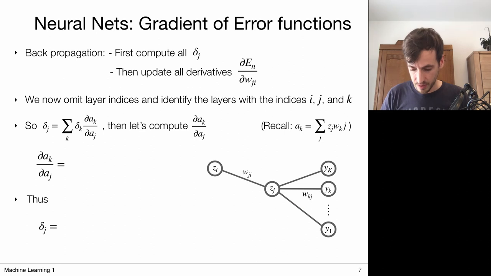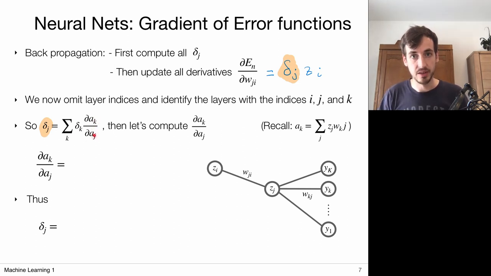Okay, so this is what we had so far. We were computing the derivative of my error with respect to w_ji, and this consisted of the jth node error times z_i. And we were currently focusing on computing this particular term, and we saw that it was obtained via a combination of my upstream node errors, delta k. But in order to make this assignment, we need to compute the derivative of a_k with respect to a_j. So let's now just compute this thing.